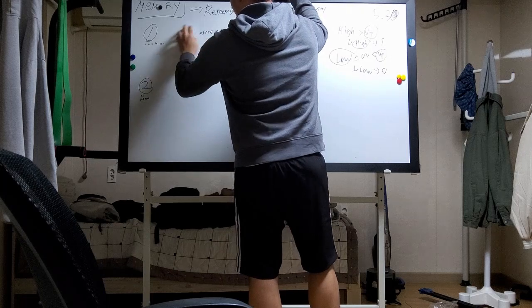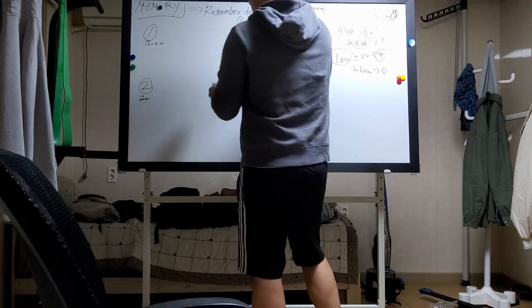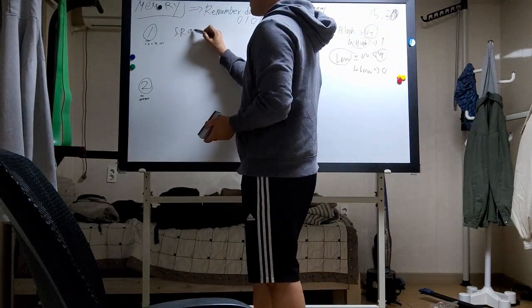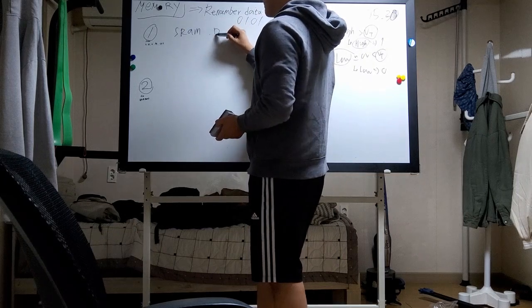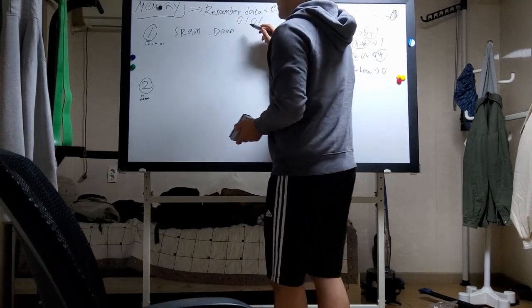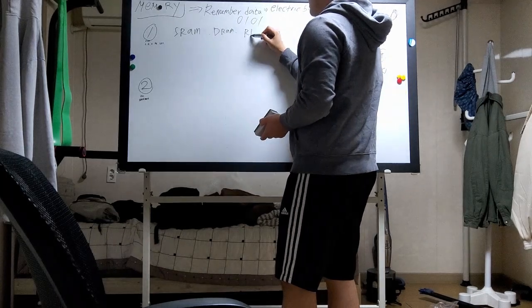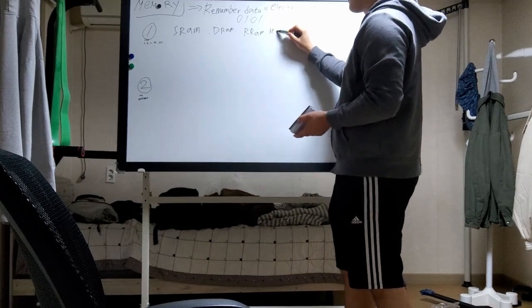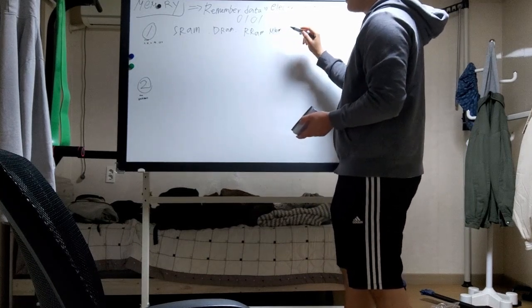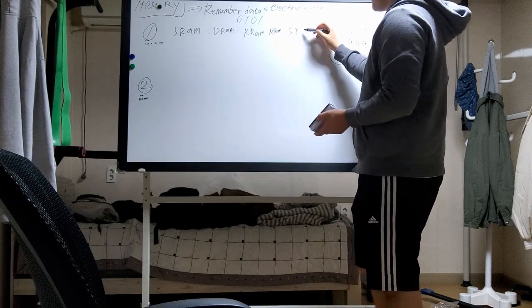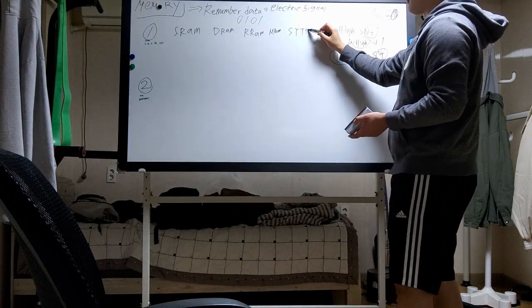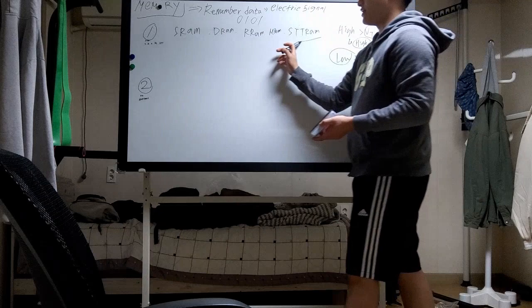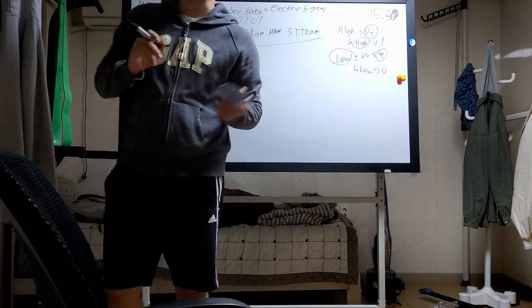The variations of random access memory are, first, static RAM, second, dynamic RAM, third, resistive RAM, fourth, magnetic RAM, and finally, spin transfer torque RAM, in short, STT RAM. So there are five big types of RAM we are covering.